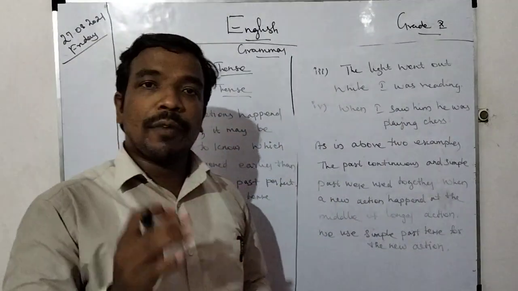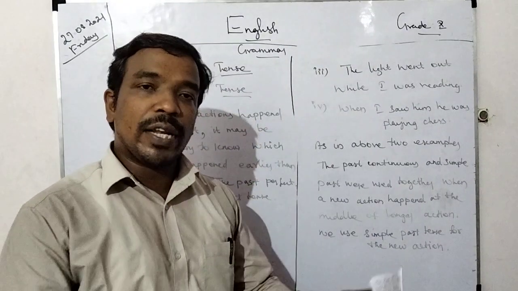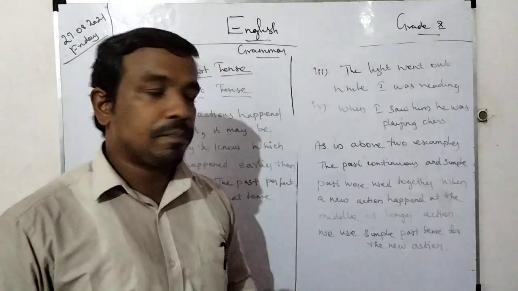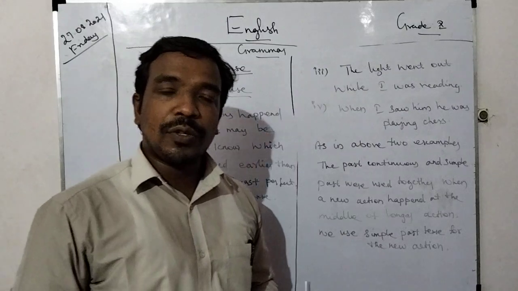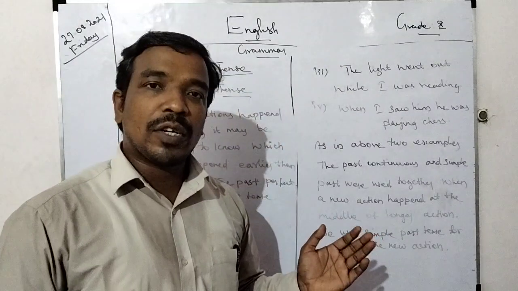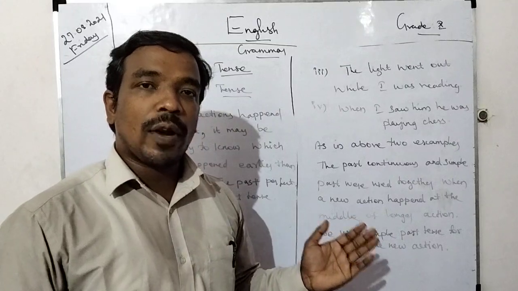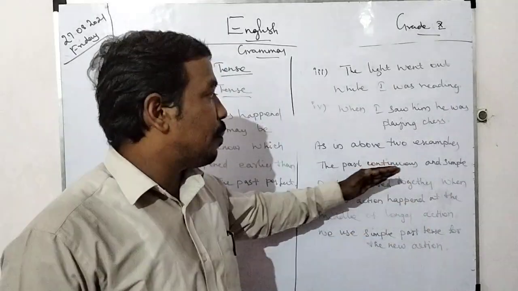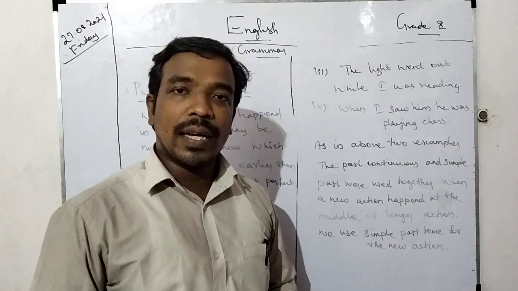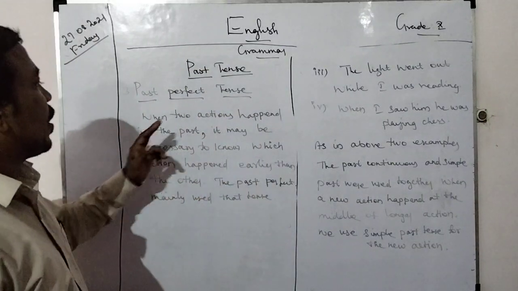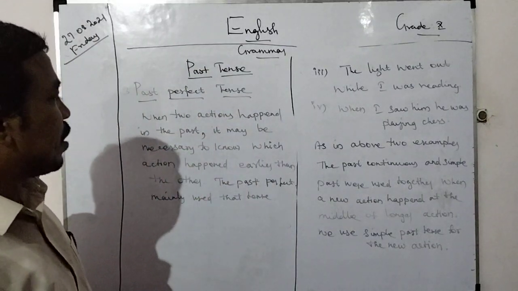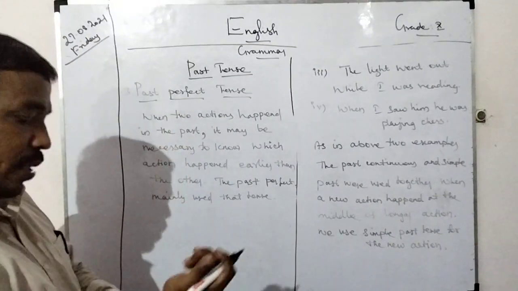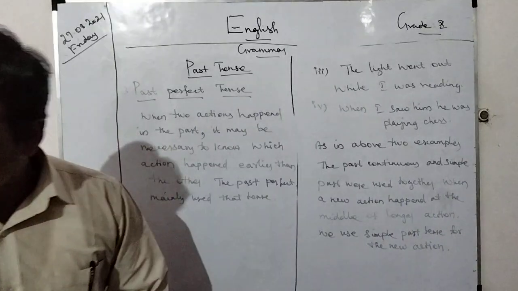For example, if you are saying, when I was traveling in the bus, I met my friend. When my mother was cooking, my brother cried. Here, when two actions happened in the past, it may be necessary to know which action happened earlier than the other. The past continuous is mainly used in that tense.